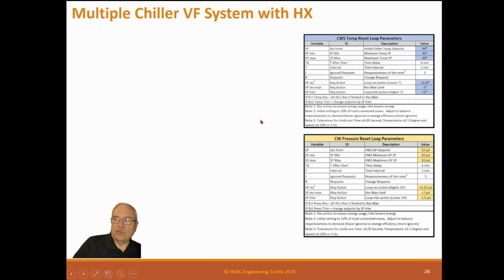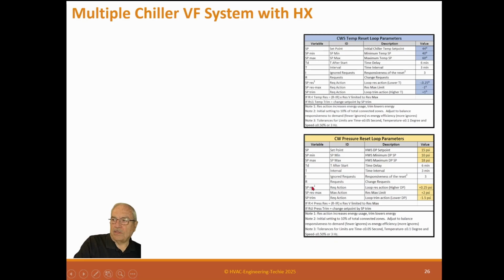All right, these are the chill water pressure reset loop parameters for a variable flow chiller system with a heat exchanger. So this is our big multiple chiller system. And the chill water pressure reset is exactly the same. It's no change. So remember, it's got a set point of 15 psi. We're at a range of 10 to 18 psi. We have an initial delay of 6 minutes. We have our 3-minute interval for checking all this. And then we have 3 ignored requests.